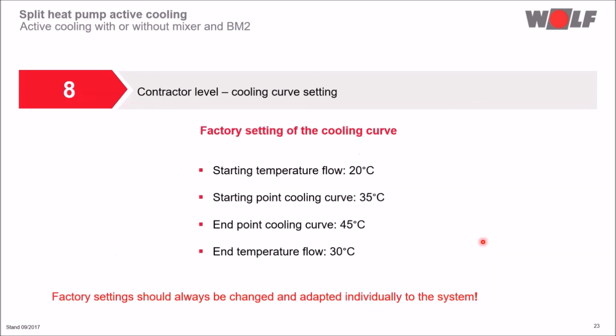The following factory settings are stored. Starting temperature flow 20 degrees. Starting point cooling curve 35 degrees. End point cooling curve 45 degrees. End temperature flow 30 degrees. Factory settings should always be changed and adapted individually to the system.